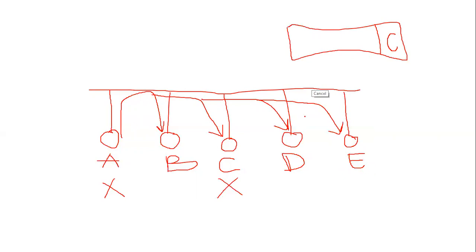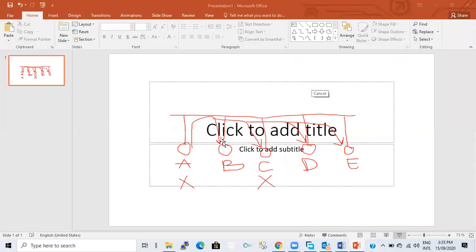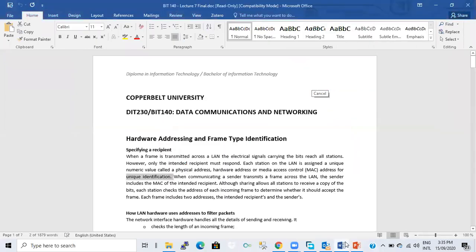So in as much as all of them are able to see this packet that has been sent on a shared media, only one of the intended recipients will be able to process it because its address and the address in the address field of the packet or in the frame are the same. Okay. We move on.